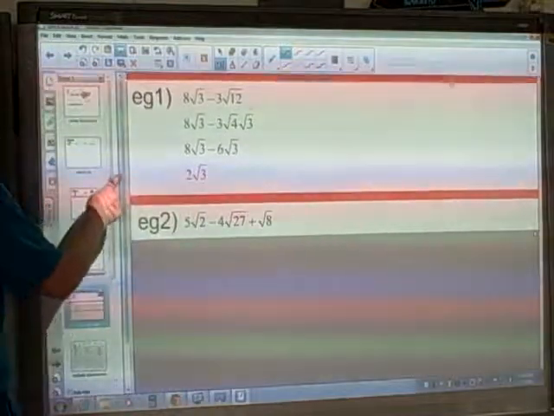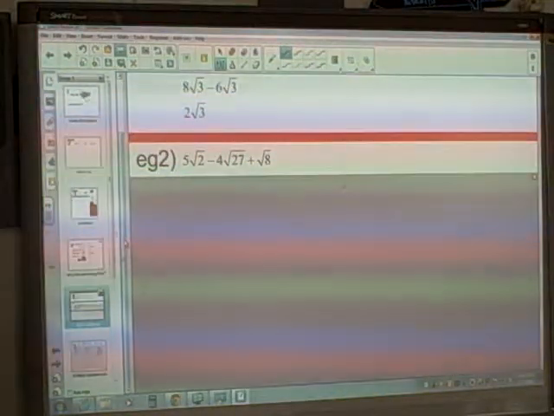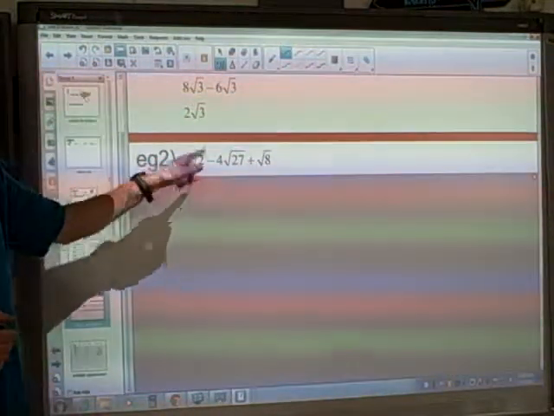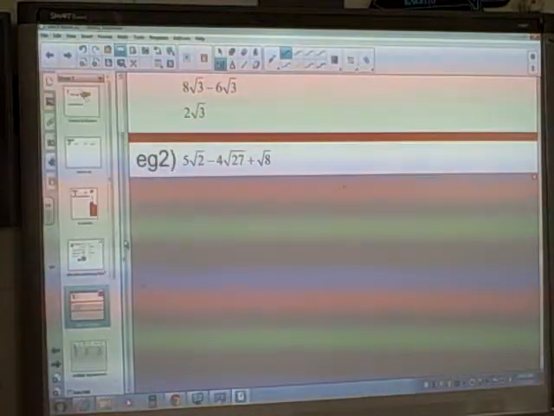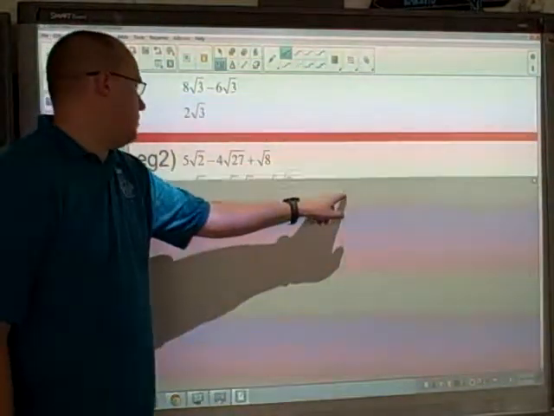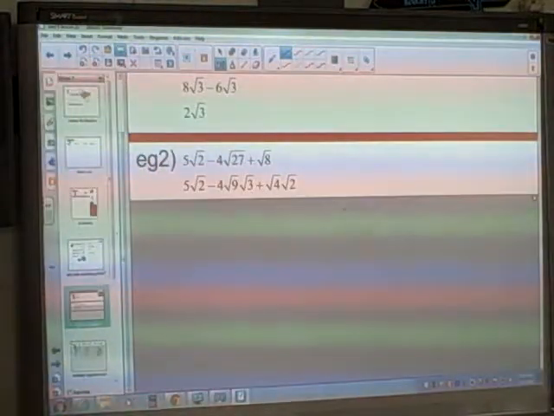Let's move on to our next one. Now this one has 3 terms. Radical 2 I can't simplify. Radical 27 I should be able to simplify. That one's 9 and 3. And 8 is 4 and 2. So I split it up like this.